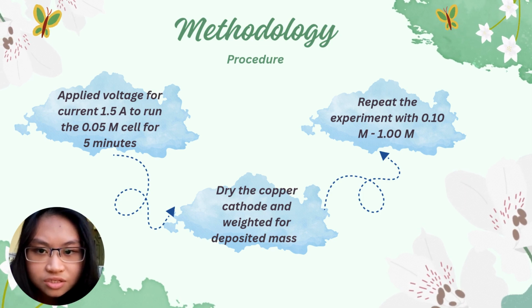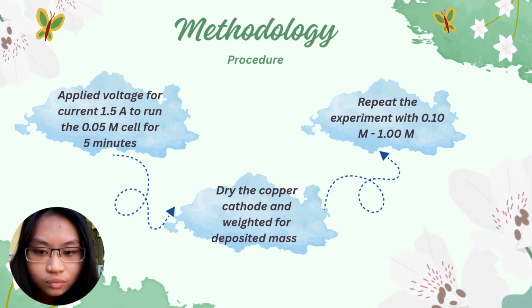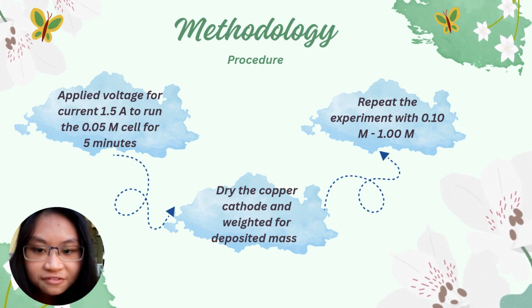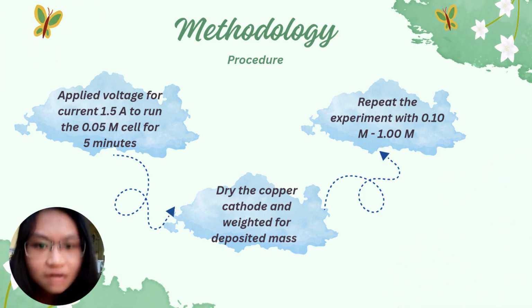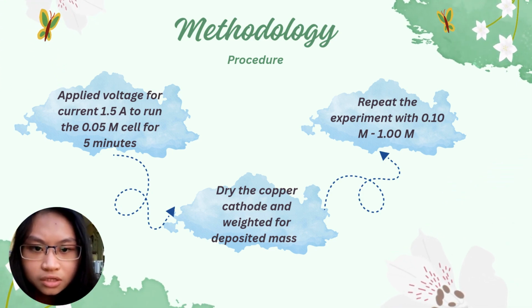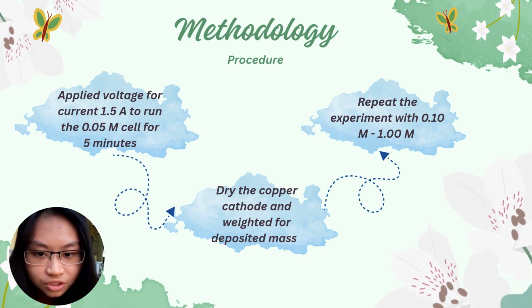for running the cell. The 0.05 M copper nitrate trihydrate solution will be used first, and the experiment only runs for 5 minutes. Then the cathode will be taken out for drying and weighing process. The whole experiment was repeated using the other 4 concentration solutions.